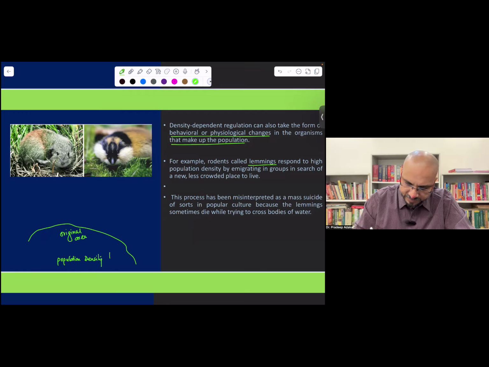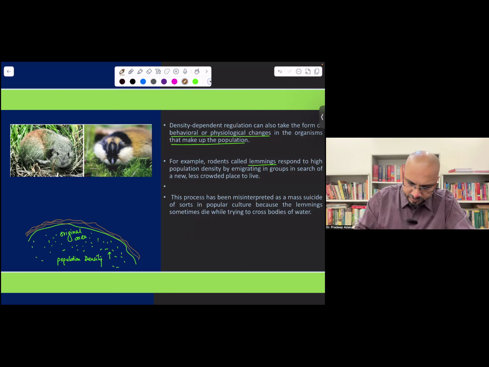It is very high. So these dots are your lemmings, and they are overcrowded here. The resources are limited and they want to move away. But to move away they have to cross a geographical barrier. This is a small stream which is surrounding the geographical area where lemmings are living, at the border. So these lemmings have to cross this barrier.